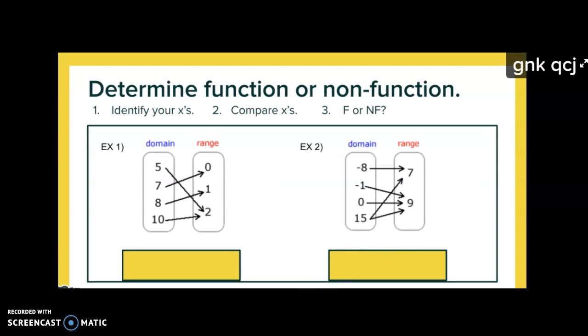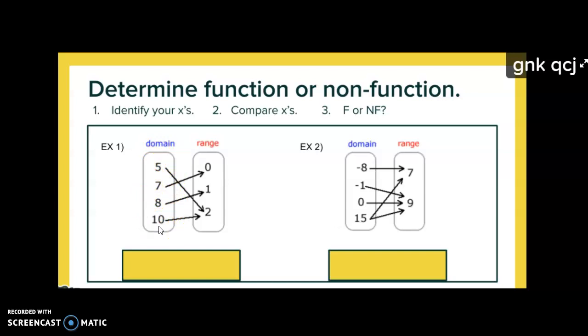Okay, moving on to our next slide. This is a mapping diagram. Remember again, identify which side is your X, right? The left side is our X's. We can either circle or highlight, identify which numbers are X values.